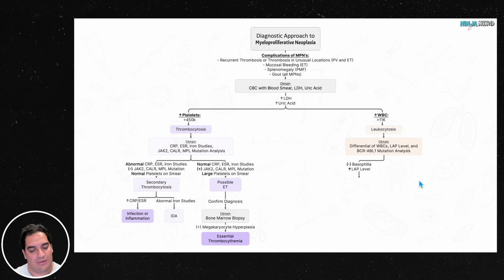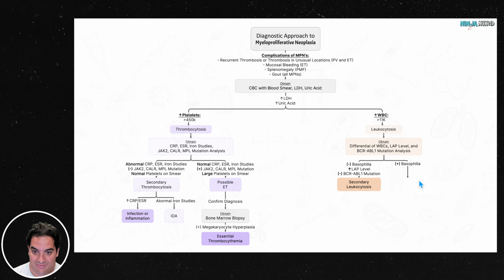I got a high LAP level. I know CML usually has low LAP levels, all right? And I don't have a mutation. That's probably a secondary leukocytosis. You got to start figuring out the reason why. Is it infection? Is it inflammation? Is it a stress response? Are they on steroids? Those are what you have to go through.